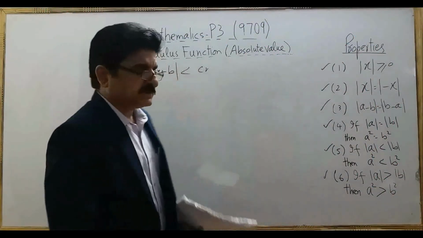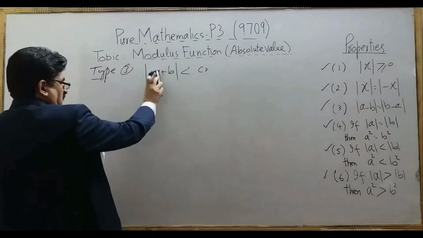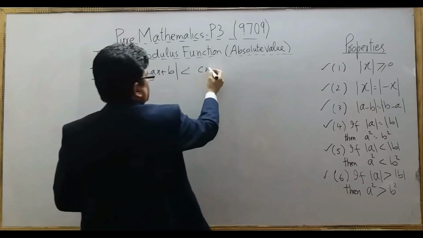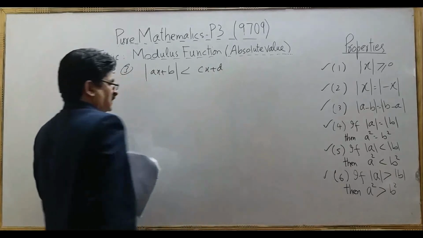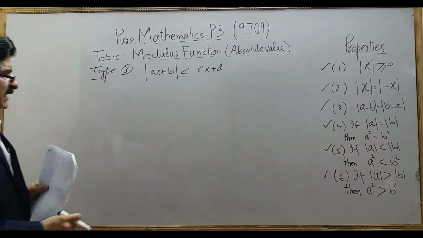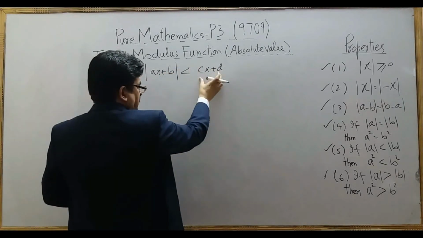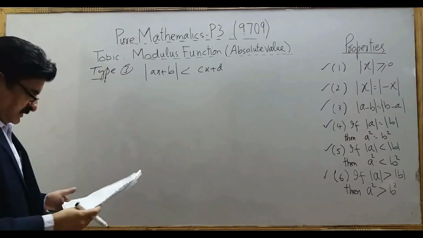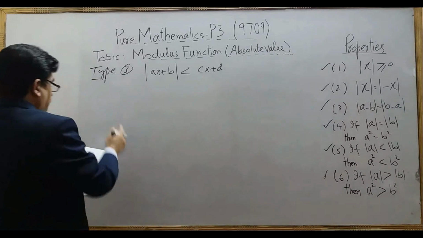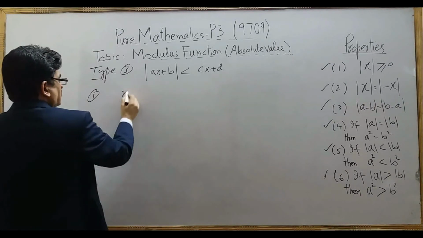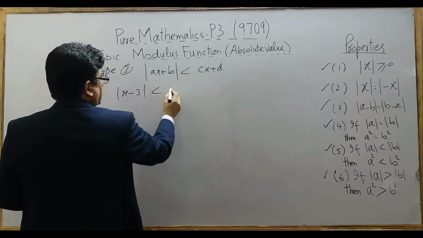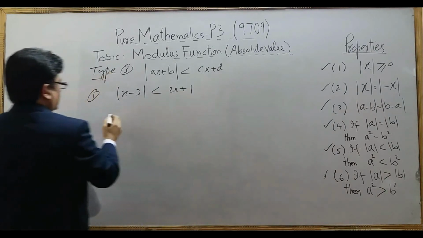Okay, next type is type 3. We have |ax plus b| less than cx plus d. Very important type because you have modulus on one side and not on the other side, and you also have a linear function on the other side without mod. For example, this is the first example: |x minus 3| is less than 2x plus 1.